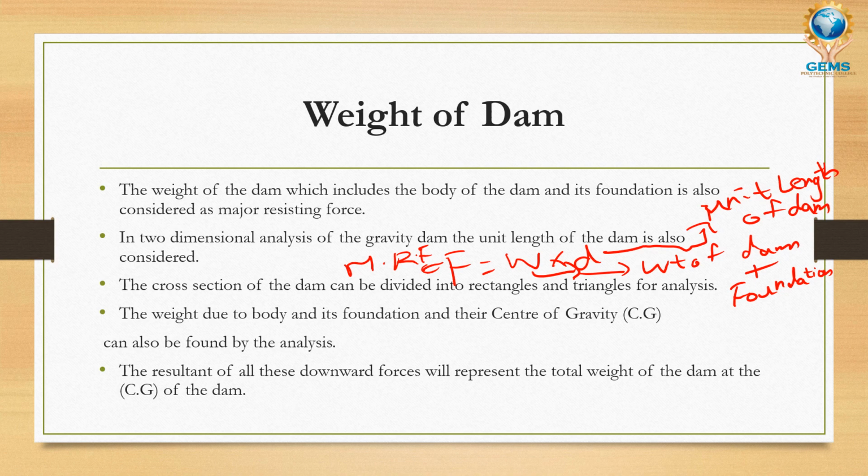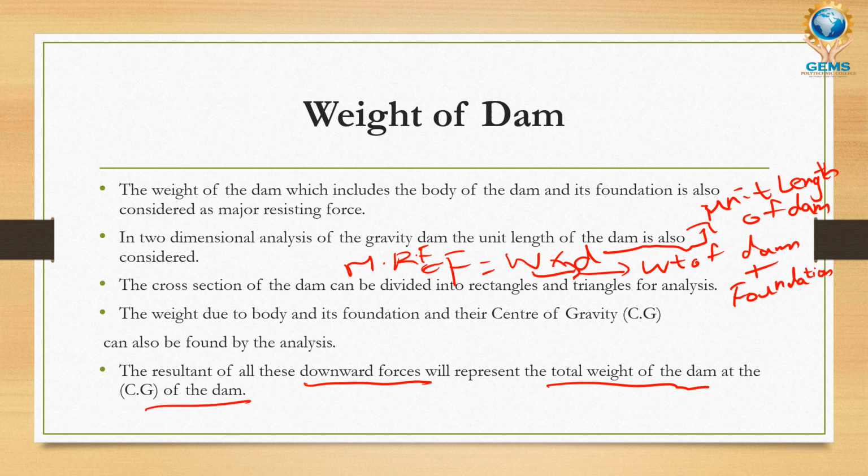And the fifth point is the resultant of all these downward forces. The weight of the dam, which has both body and foundation, acts downwards. Generally these do not act upwards. The earthquake forces act both upwards and downwards, and the uplift pressure acts upwards. But in the weight of the dam, only the body and the foundation are there, and these two exert forces which act downwards. So only they are explained in the fifth point as downward forces, and this represents the total weight of the dam.